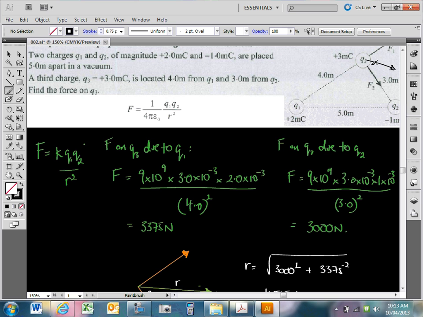Is that right? Theta. So if I've picked this angle here, how do I state that? How do I give that relative to something? We can't say below the horizontal here, can we?